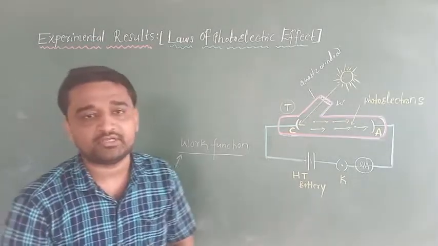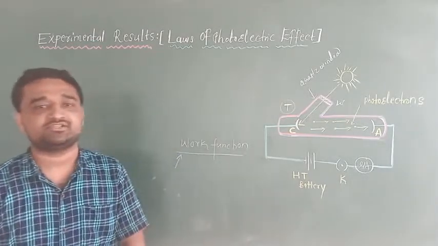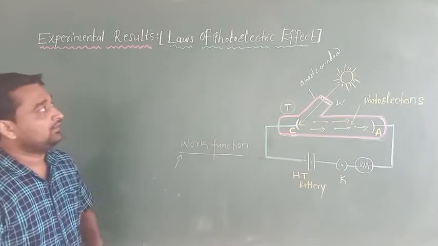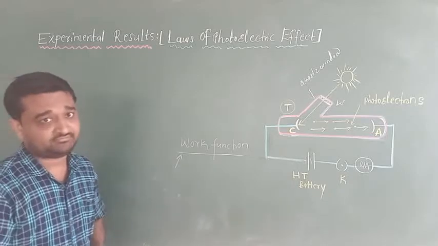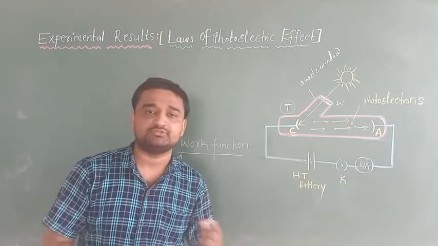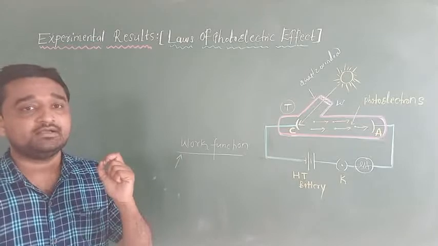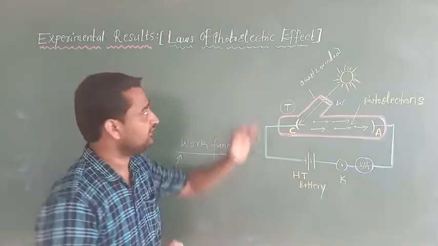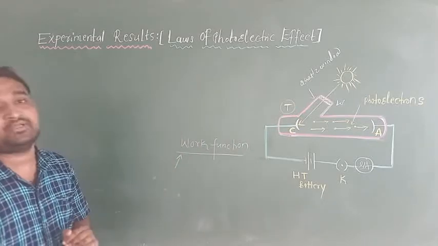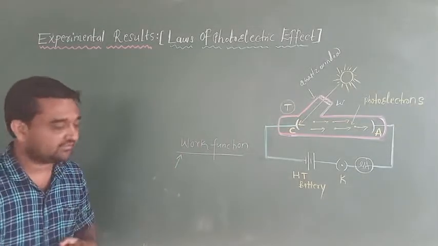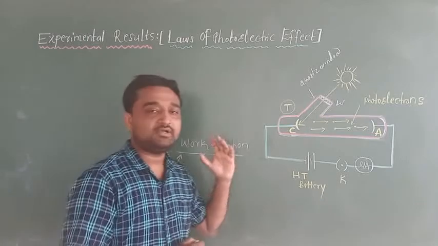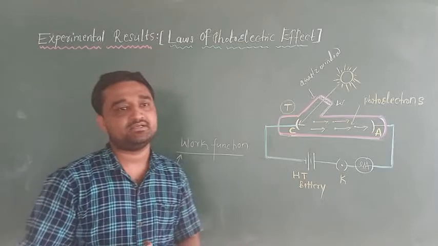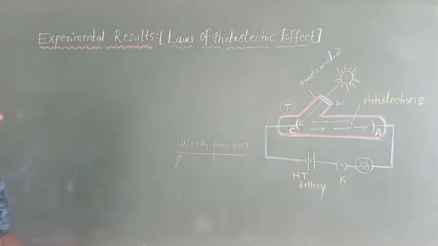The phenomenon of the photoelectric effect was discovered by Heinrich Hertz in the year 1887. What is the photoelectric effect? The phenomenon of emission of electrons from the metal surface when light radiation of suitable frequency is incident on the metal surface is called the photoelectric effect. The liberated electrons are called photoelectrons, and the current thus obtained from the photoelectrons is called photocurrent or photoelectric current.